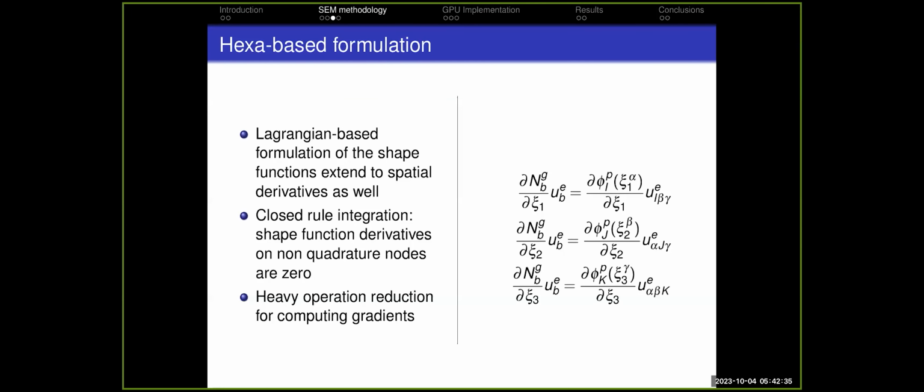Now, this is why we implement this as hex-based. The same method can be applied to any kind of element, so it doesn't matter if it's a tetrahedron, a hexahedron, or even a prism. We could actually derive this, but what we notice is that with the hexahedra, we can also employ a lot of operation reductions to those gradients of the shape function.